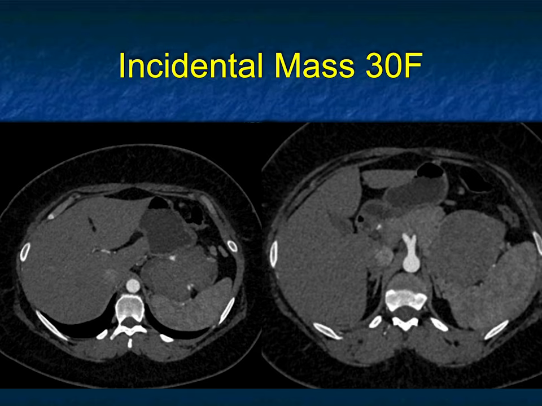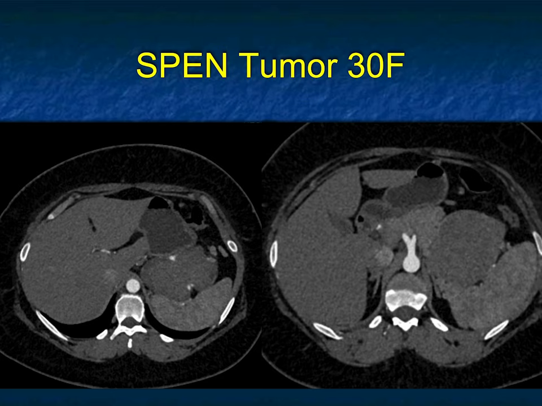Incidental mass in a 30-year-old female, solid and cystic. Again, could be an MCN, a bit young. Could be a SPEN tumor. They're usually in teenagers and 20-year-olds, more common in women by 9-1. And this was a SPEN tumor. Remember, whenever I see a younger patient, particularly female, and they have a pancreatic mass, large or small, I'm always going to consider a SPEN tumor. SPEN tumors, once resected, have a greater than 90% cure rate.